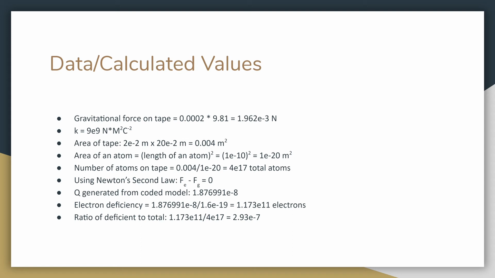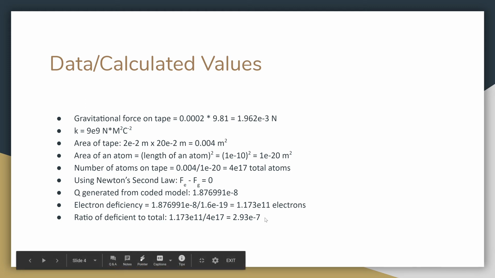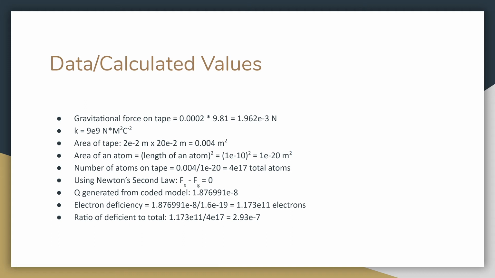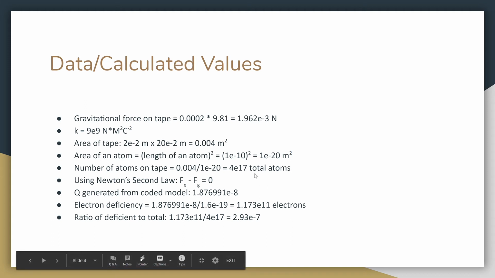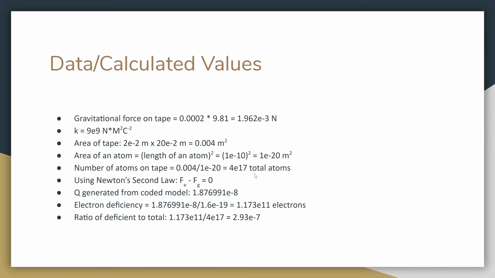For the electron deficiency, we're going to divide this charge by the charge of one electron to get 1.173 times 10 to the 11th power electrons deficient. And then for the ratio of deficient to total, we are going to divide the number of deficient electrons by our number of total atoms, which is going to give us 2.93 times 10 to the negative 7th power.